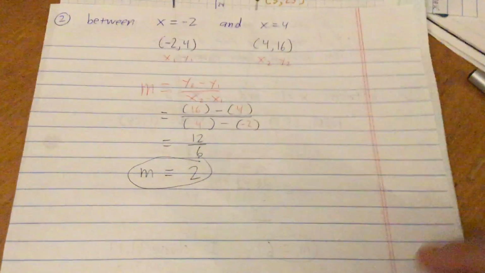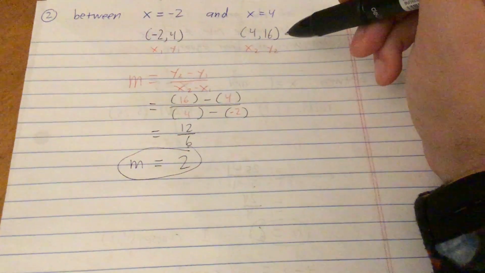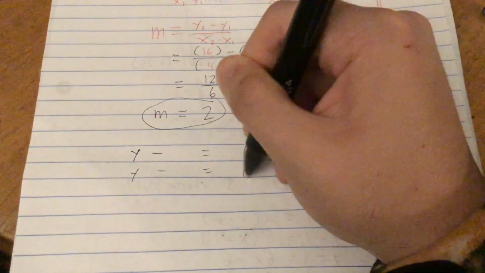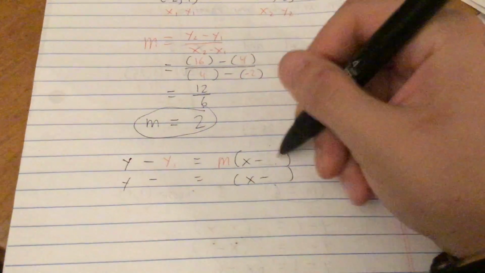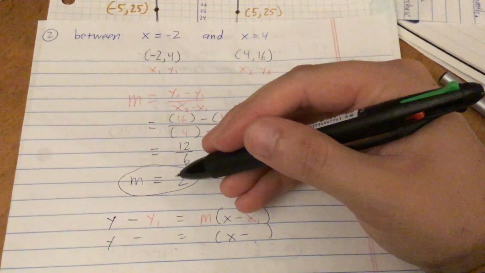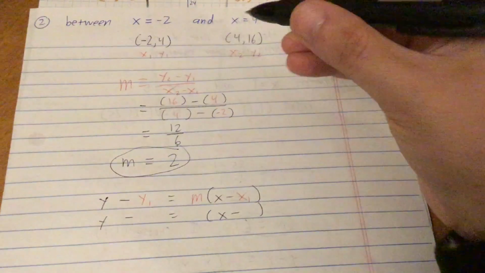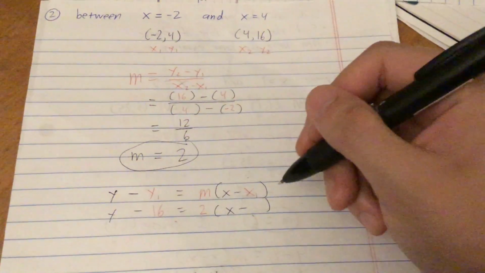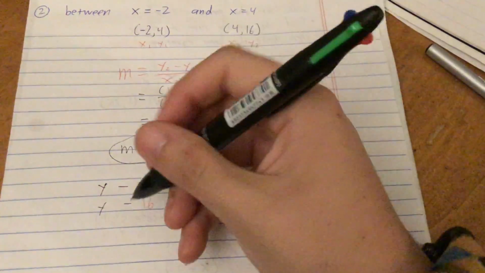Okay, I have a choice between which 2 points I like, -2 comma 4 or 4 comma 16. I like 4 comma 16 because there's no double negatives I need to worry about. So let's go into point slope form. Because I have a slope and I pick x1 is 4, y1 is 16, so y minus 16 is equal to 2 times x minus 4. Any double negatives? No, I don't see any double negatives.